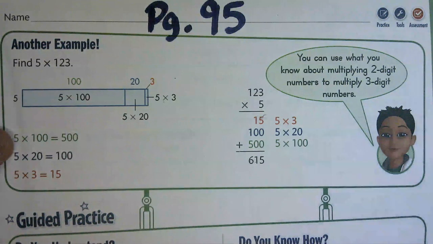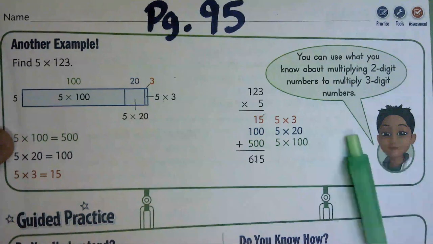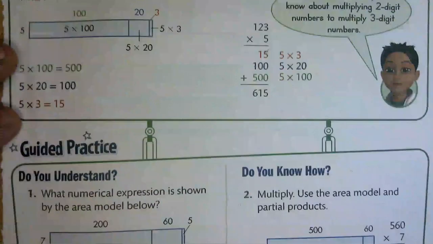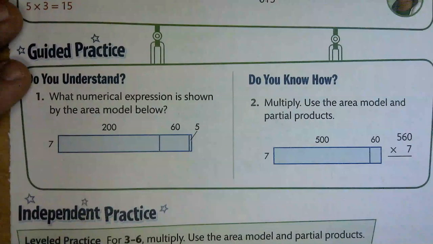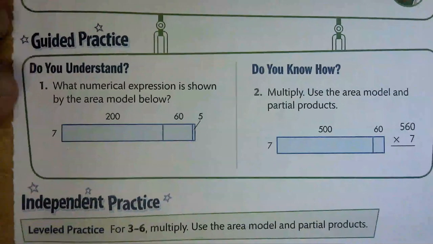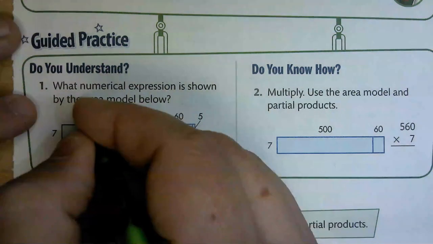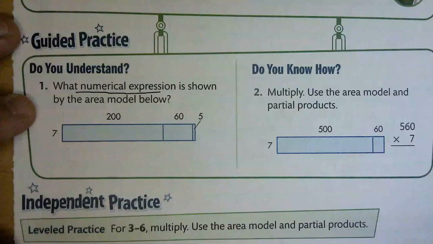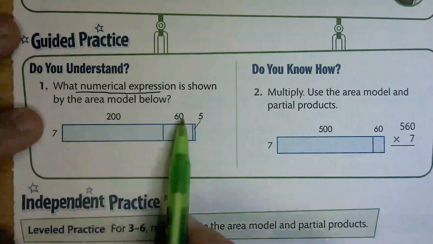Okay. Now, this is what we're practicing for today. If you don't like the area model, if you don't like partial products, if you just like to be able to multiply, that's okay. But today we're going to practice this way. And the reason we're doing that is just to give you some extra chances to say, all right, well, how's this going to look? So let's look at number 1. It says, what numerical expression is shown by the area model below? When they're asking for the numerical expression, what they're saying is, well, what's the actual equation that I'm going to do?